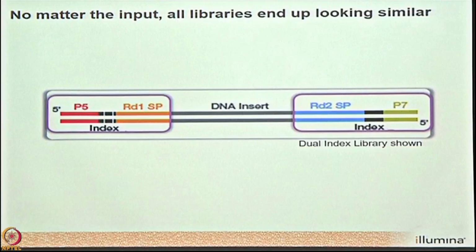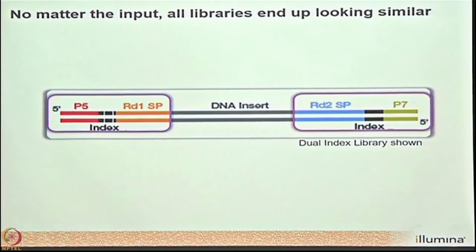It will contain a DNA insert which you wish to sequence in the middle. Now you can see there are two regions, RD1 and RD2, and these are essentially the adapters. We have two kinds of adapters, P5 and P7. All right, is it clear? I'll tell you the function of all. This is the unknown sequence. Here you can see there are two regions. Here our read1 sequencing primer will bind. So this is called the read1 sequencing primer binding site.